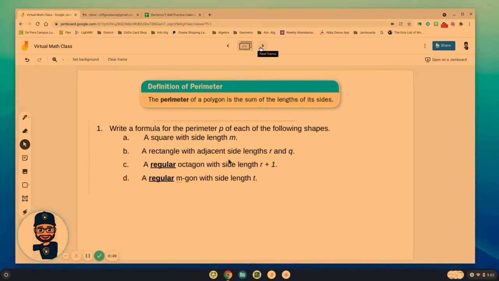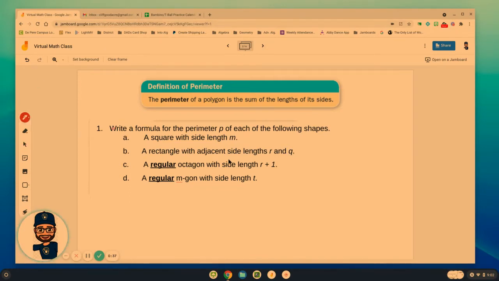So the definition of a perimeter is the sum of the lengths of the sides, like the outside of a particular shape. And the more we understand about how to come up with perimeter, the easier it becomes to apply it to real life situations.